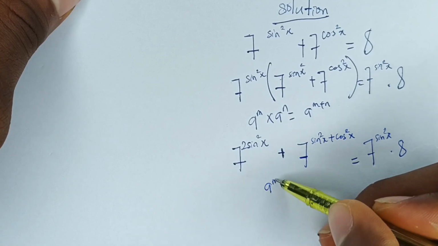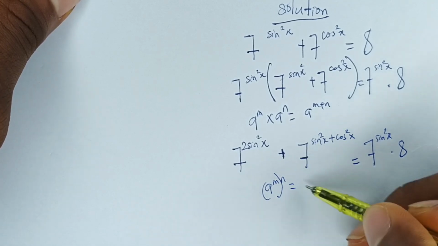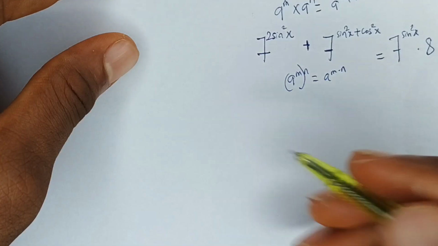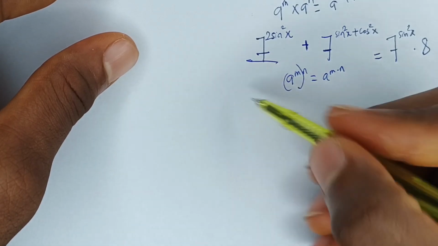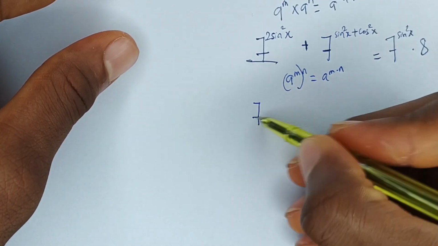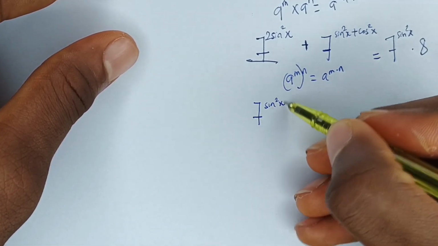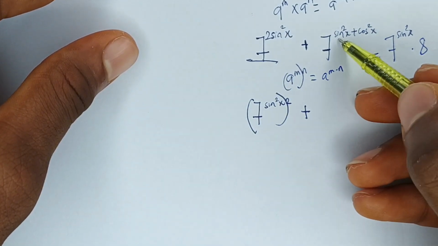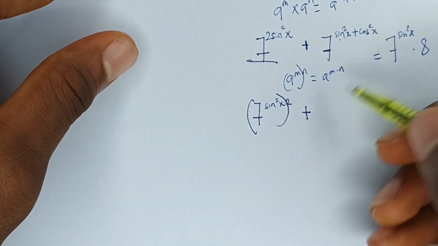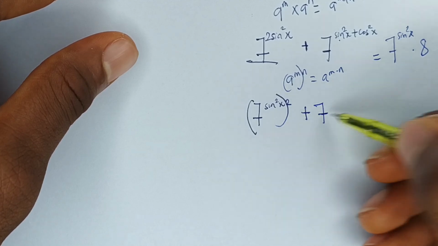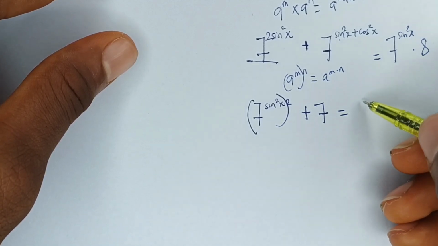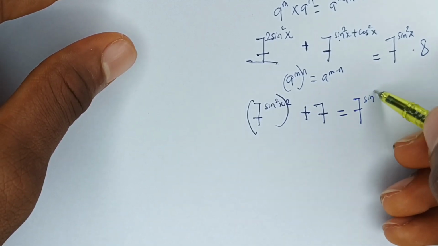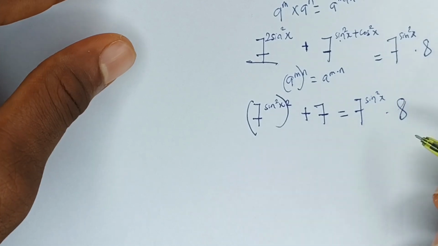that a raised to power m all raised to power n is equal to a raised to power m times n. So this means that we can write this as 7 raised to power sine squared x all raised to power 2 plus, now sine squared theta plus cos squared theta is 1. So we have 7 raised to power 1, which is 7. It's equal to 7 raised to power sine squared x times 8.